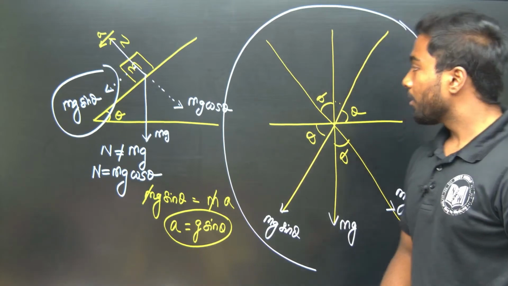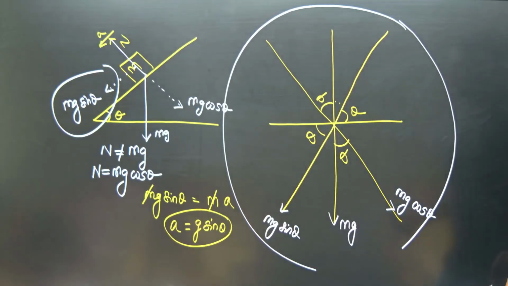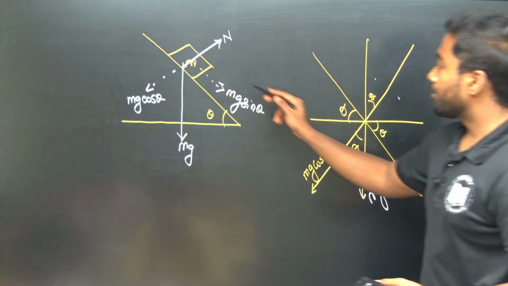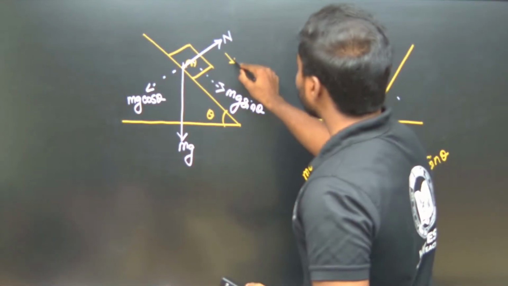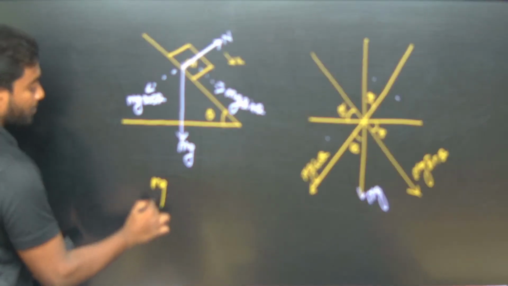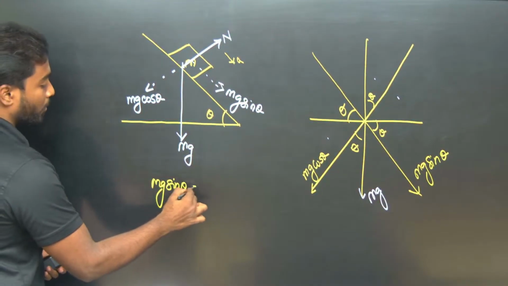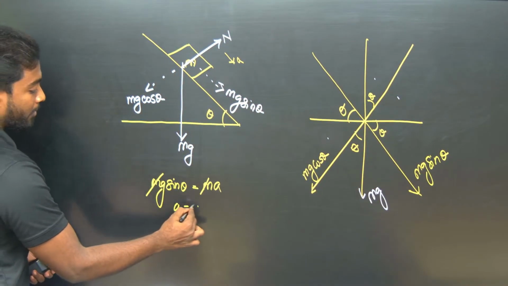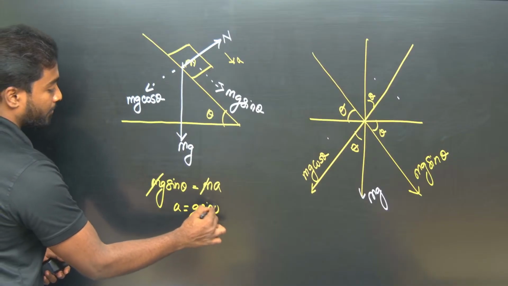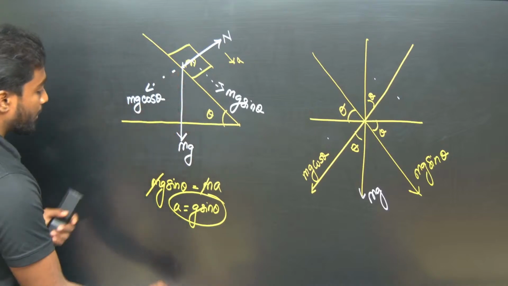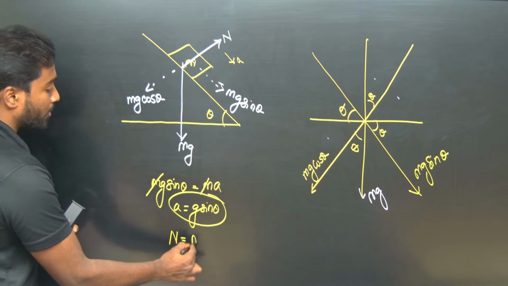Can we move? Take this diagram also. Here also the acceleration will be towards down like this. So what happens here is mg sin theta is equal to mass into acceleration, mass and mass will get cancelled off, a will be equal to g sin theta. That's it. Similarly here also normal, that is N, will be equal to mg cos theta.